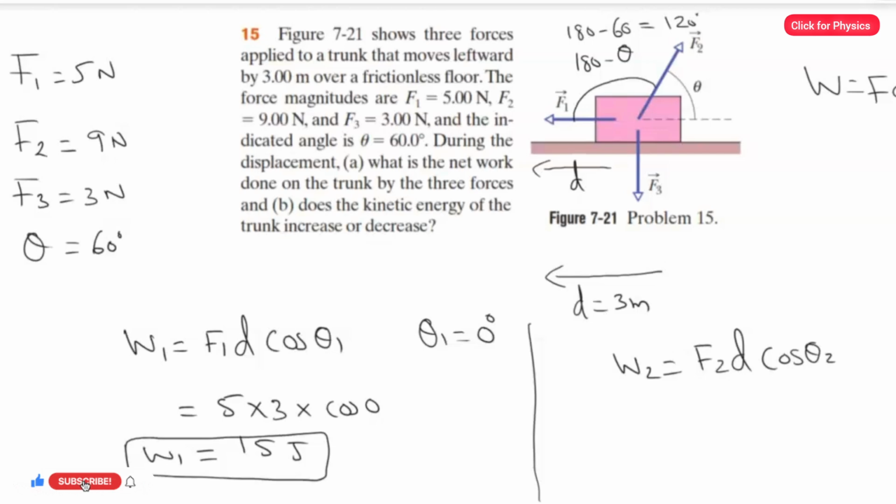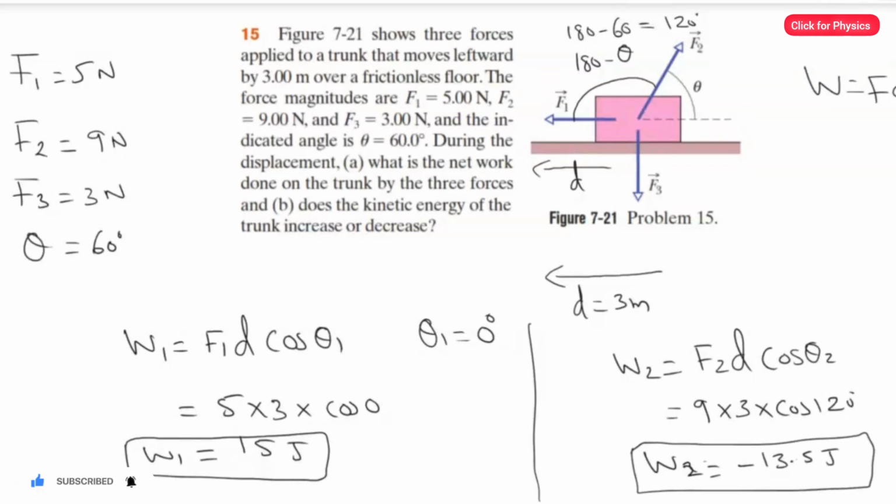So now I have to substitute the values. F2 is 9 Newton multiplied by D, which is 3, multiplied by cosine of 120 degrees. So let's see what the answer is. 9 multiplied by 3 multiplied by cosine of 120. I got the answer here as minus 13.5. So the answer for W2 is minus 13.5 joules.